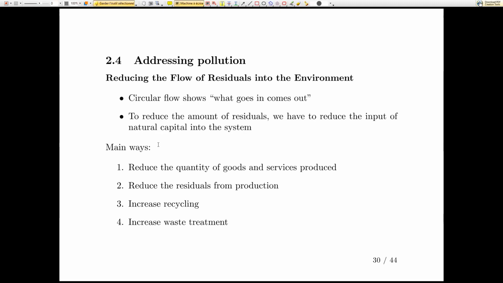So here I've highlighted 4 main ways. 1, reduce the quantity of goods and services produced. 2, reduce the residual from production. 3, increase recycling. And 4, increase waste treatment. So just looking at these ones, which seem more promising from your perspective?